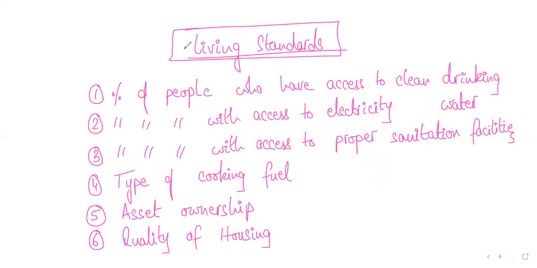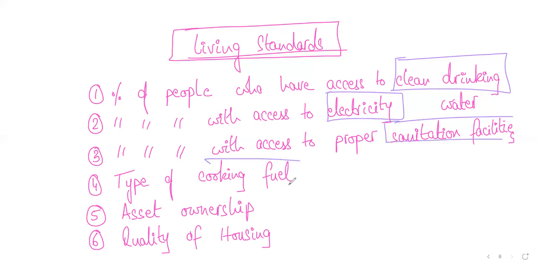Percentage of people who have access to clean drinking water. So clean drinking water is one thing. Then you have people who have access to electricity. That's another very important thing. People who have access to sanitation facilities, that's also a very important thing, right? Then you have the type of cooking fuel. If they're using a very basic type of fuel like cow dung and so on and so forth, right? That shows poor level of development.